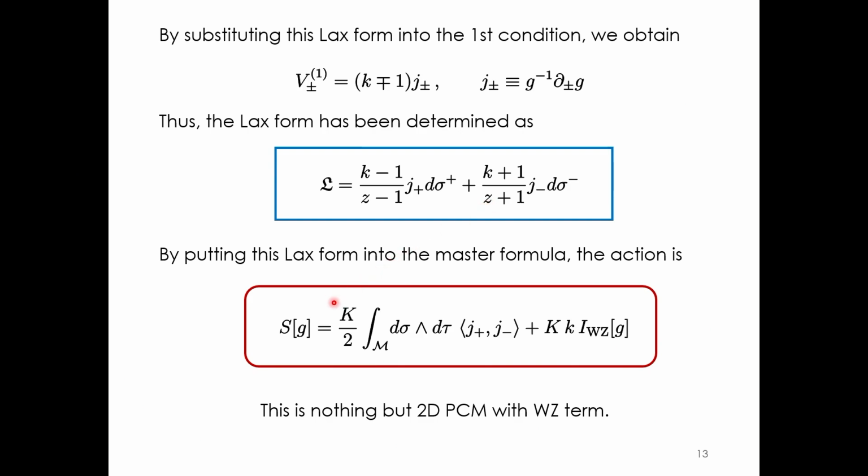So then, by putting this Lax form into the master formulas and by computing some residues, we will get this resulting action. So this capital K is nothing but the sigma model coupling, and small k corresponds to the level of the Wess-Zumino term here, the coefficient of the Wess-Zumino term. So this is a simple example of how to derive the two-dimensional principal chiral model with Wess-Zumino term from four-dimensional Chern-Simons theory.